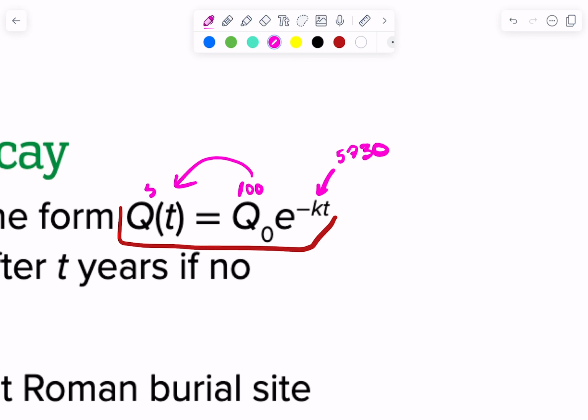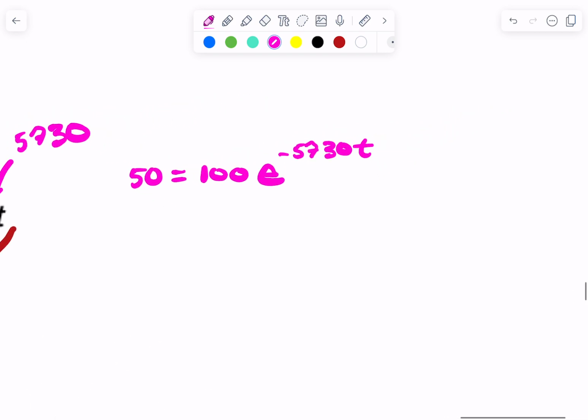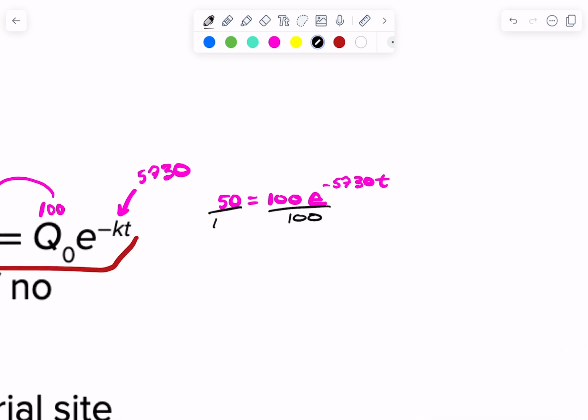50. That's my output amount after 1 cycle of this going on. So if I have 50 equals 100 e to the negative 5730, the only number I don't have plugged in for is t. The first thing I would do is divide by 100. So this would be 0.5 is equal to e to the negative 5730t. And I can plug in for t and figure out what I want.